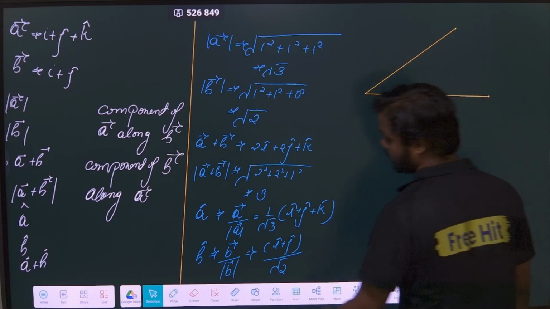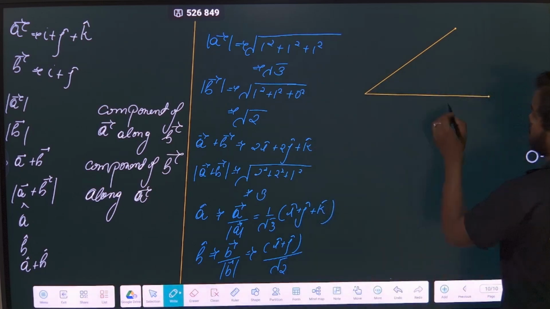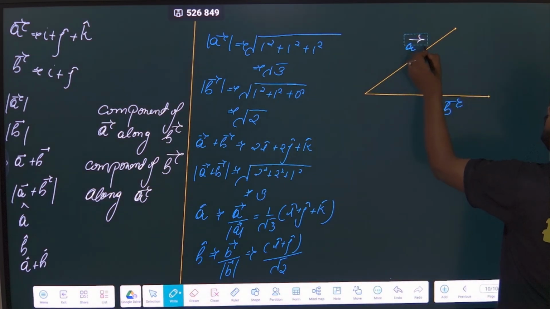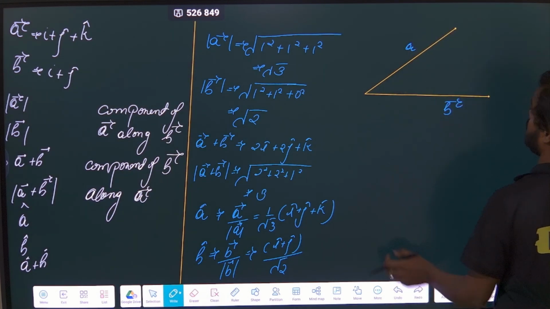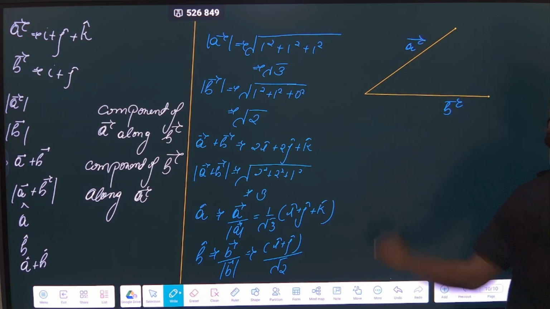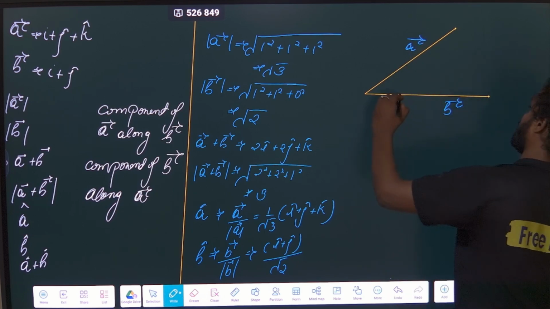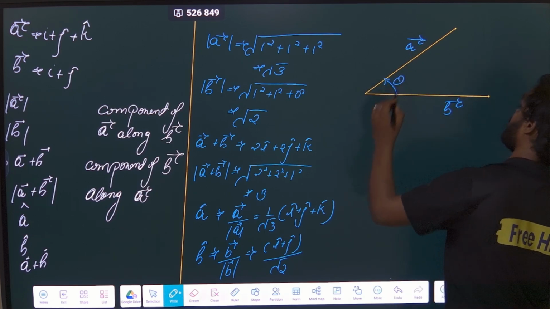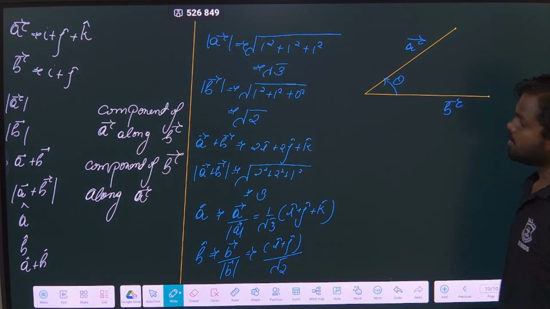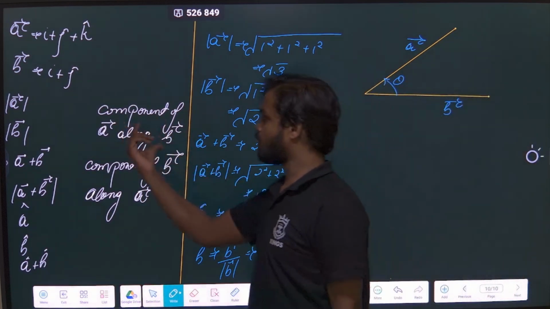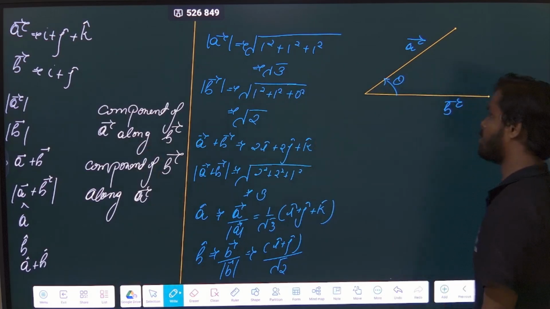Suppose this is the diagram, and suppose this is my B vector, and this is my A vector. Okay, what is the question? Suppose the angle between them is theta. The question asks you to find the component of A along B. I will explain how to take the component.